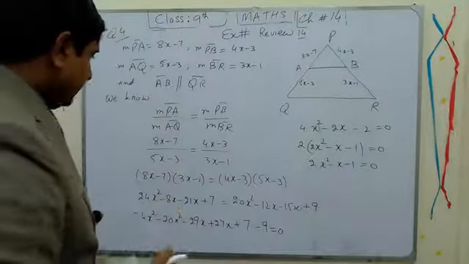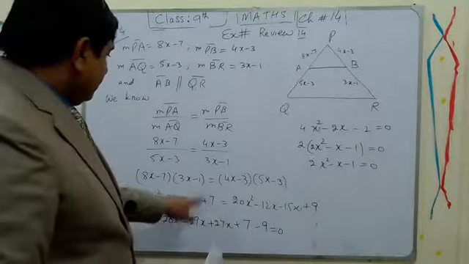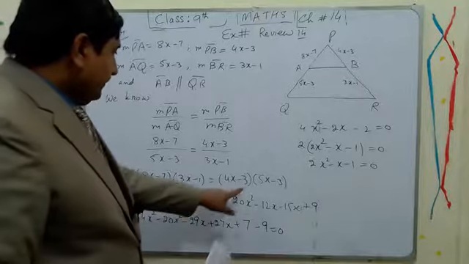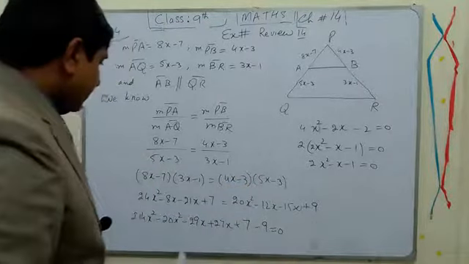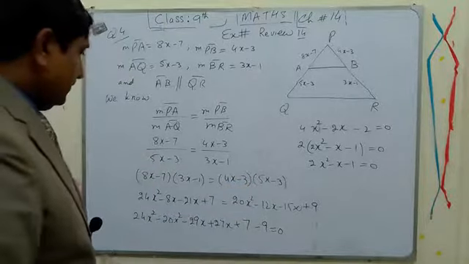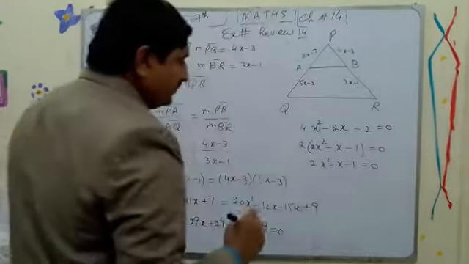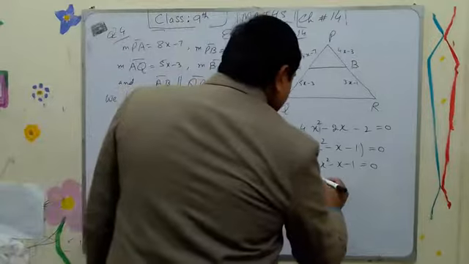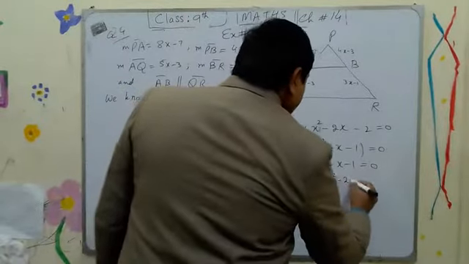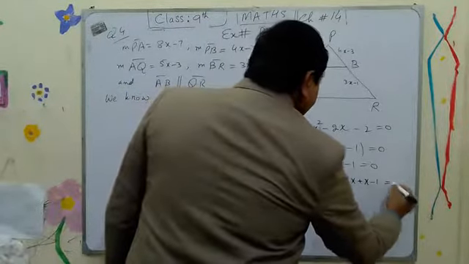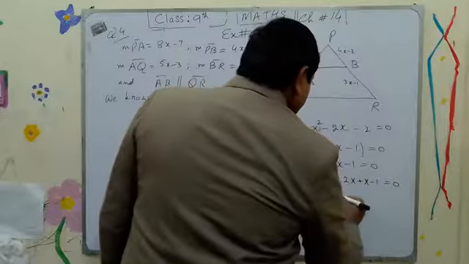Yes, no, it is right. So minus 7 into minus 1 will give you plus 7, and minus 3 into minus 3 will give you plus 9, and we get minus 2 after simplification. And it is equal to minus 2. Minus 2 means that 2x square minus 2x plus x minus 1 will give you equal to 0.